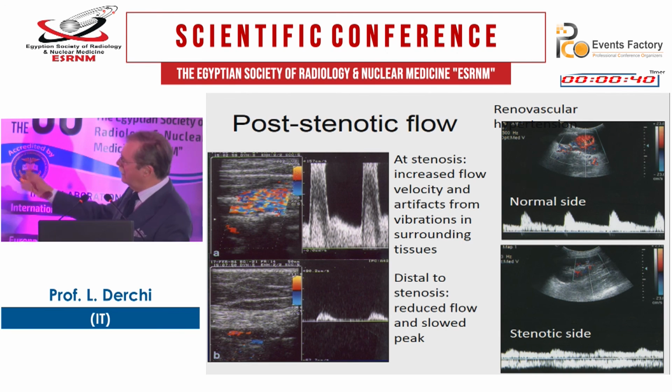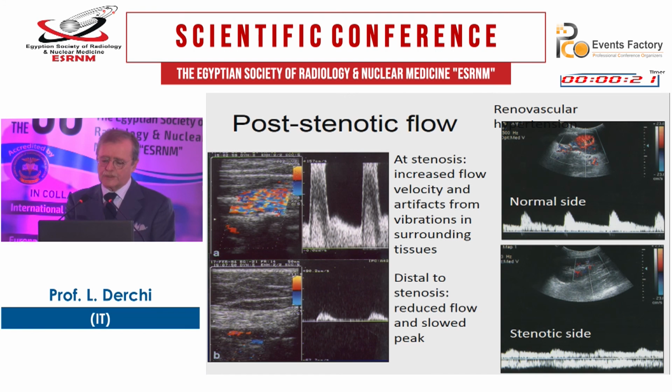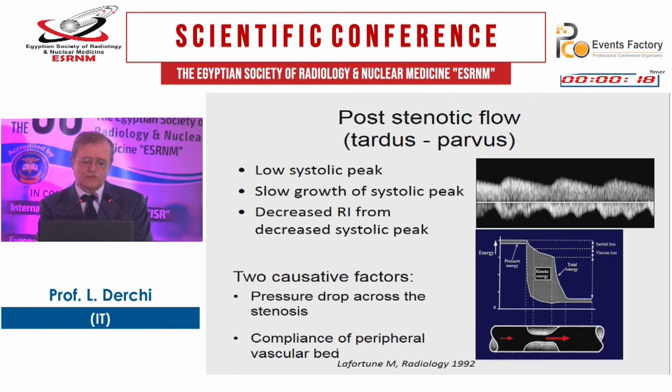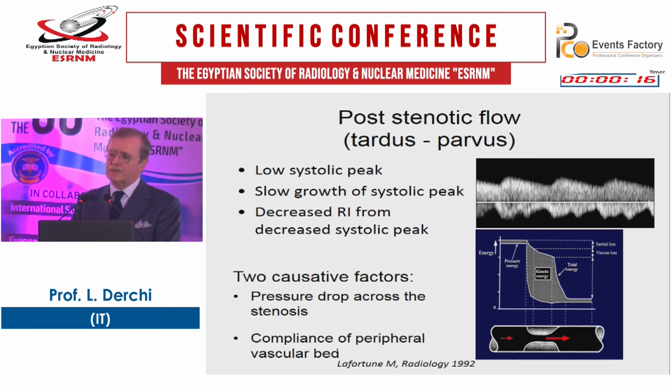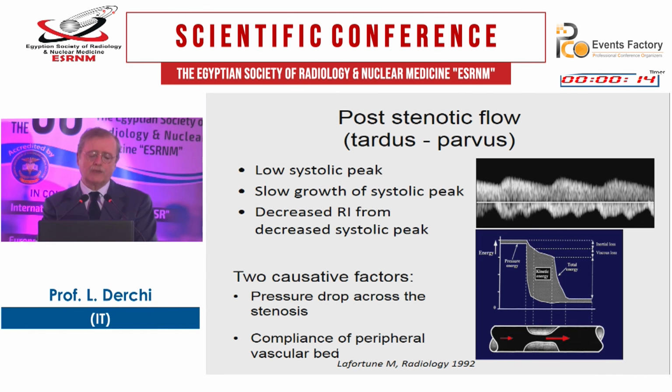And the same can be seen here. Normal side in renovascular hypertension, the flow is normal on the left, I think, if I remember correctly, while it is low velocity and slow rise of the peak on the stenotic side. This is called the tardus parvus flow, which is due to pressure drop across the stenosis and also linked to compliance of the peripheral vascular bed.